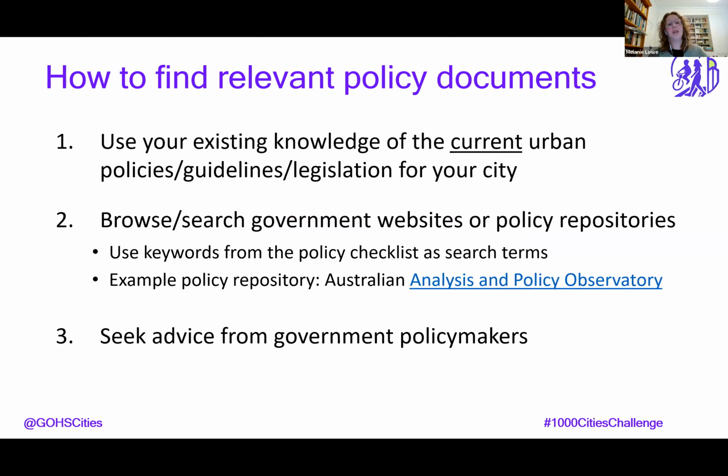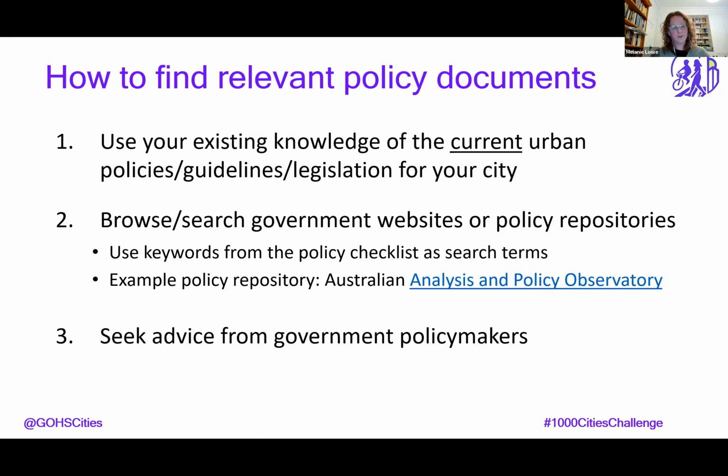And you might use a combination of the three approaches that I've got on this slide to find the relevant documents. So firstly, using your existing knowledge of current urban policies, guidelines, or other types of policy documents for your city. And this is where it's really important or useful that either yourself or the person who's collecting the policy data for your city does have that reasonably good local knowledge of what policies are out there, which ones are the key ones.